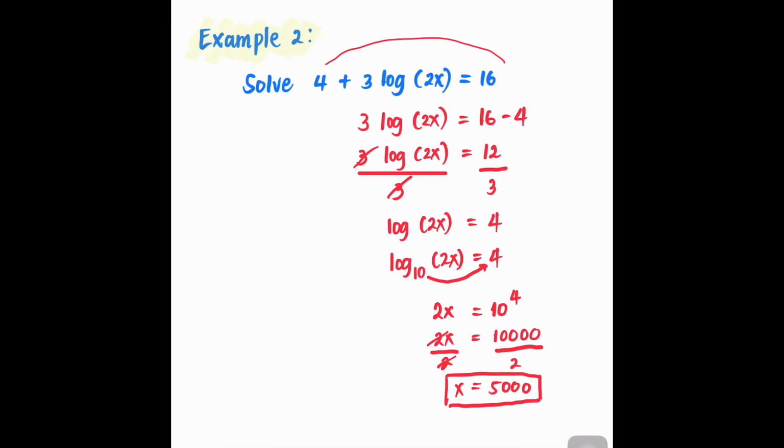So again, to check if the value of x that you got is right, simply plug in 5,000 to the original equation right here and simplify. And make sure to get the balanced equation.